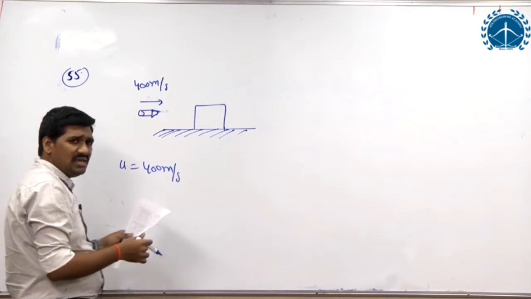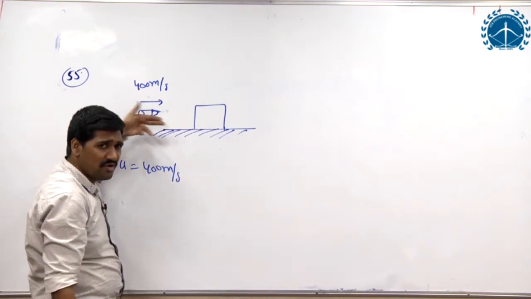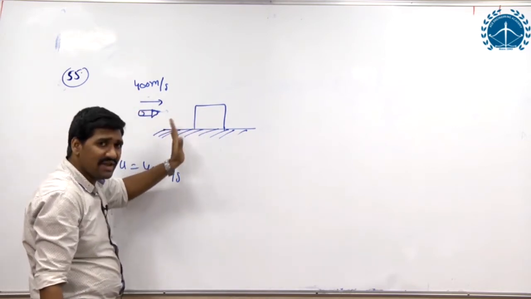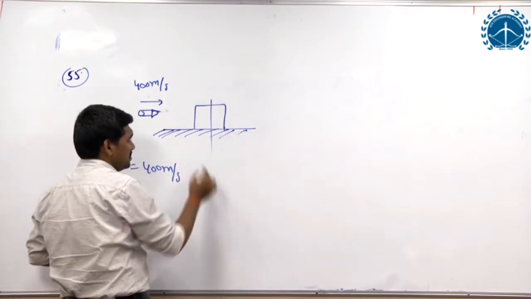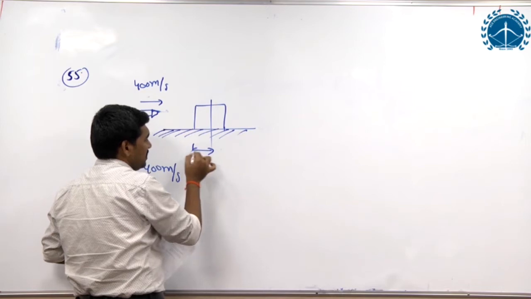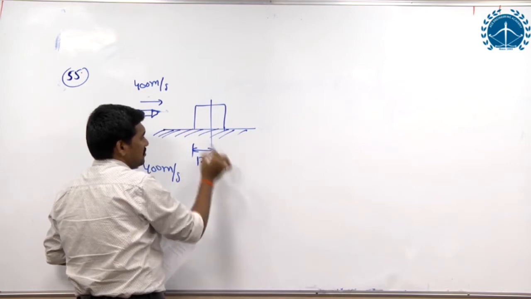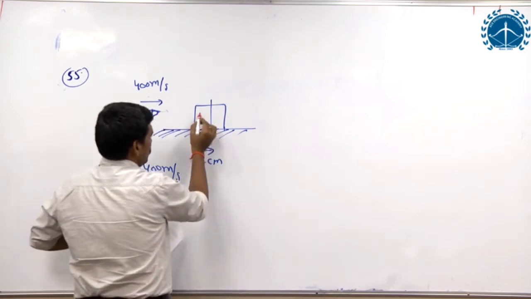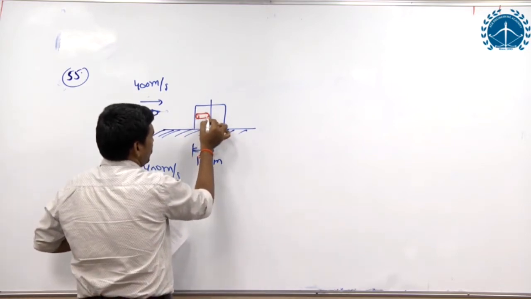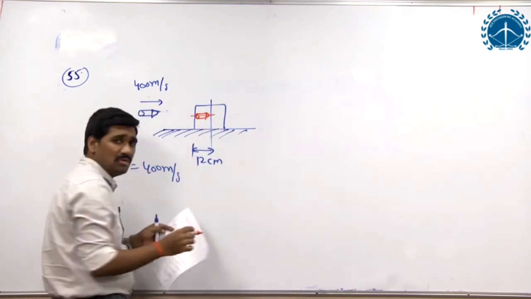And what he was saying is, whenever the bullet is fired onto the block, it is penetrating into the block up to 12 centimeters. Let us assume that this distance is equal to 12 centimeters. This is called the distance up to which the bullet has entered. Therefore, we can take this as the bullet condition here, where the bullet is inserted into the block.